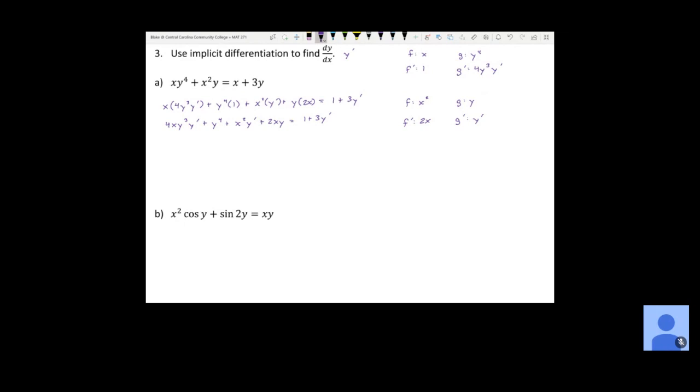All right, so now I'm going to move my y primes to the left here. I'm going to subtract 3y prime from both sides. We'll have 4xy cubed y prime plus y to the 4th plus x squared y prime plus 2xy minus 3y prime equals 1.